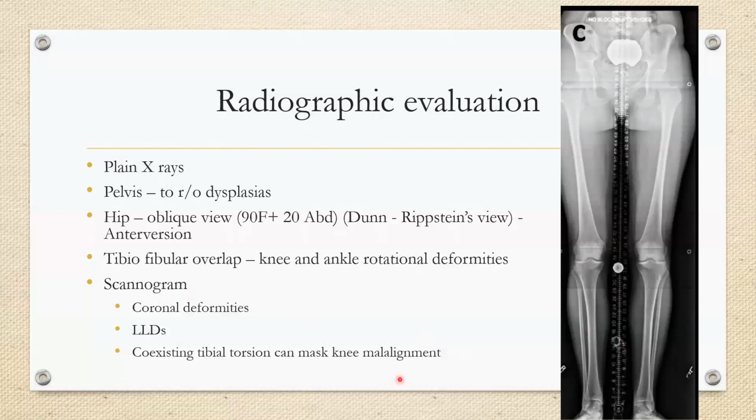And just like with the foot progression angle, malalignment in the knee can be masked by coexisting tibial torsion when looked at in an improperly taken scanogram. So it should always be emphasized that the scanogram is taken with the patella facing forward.